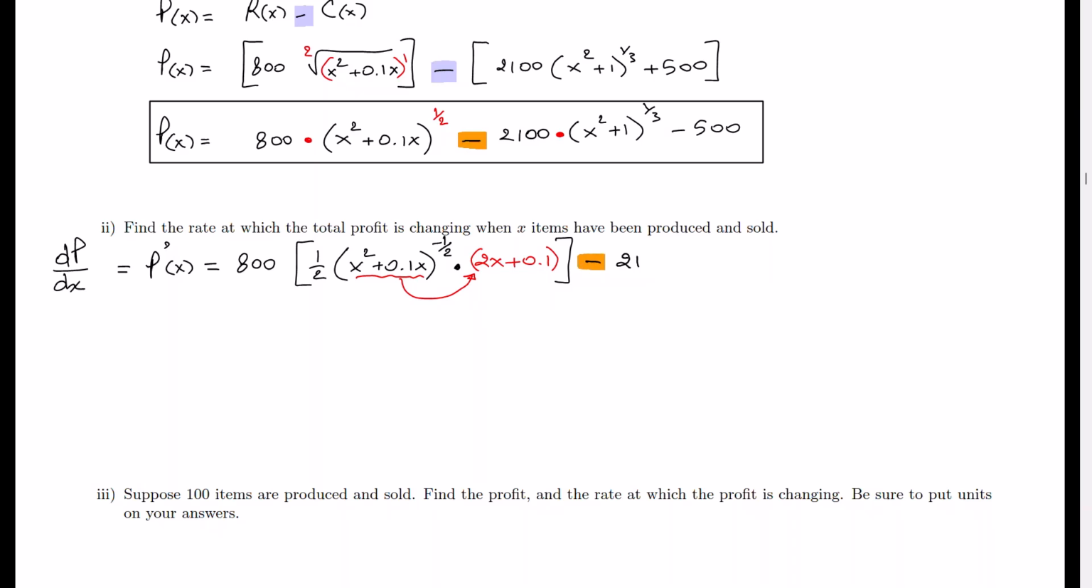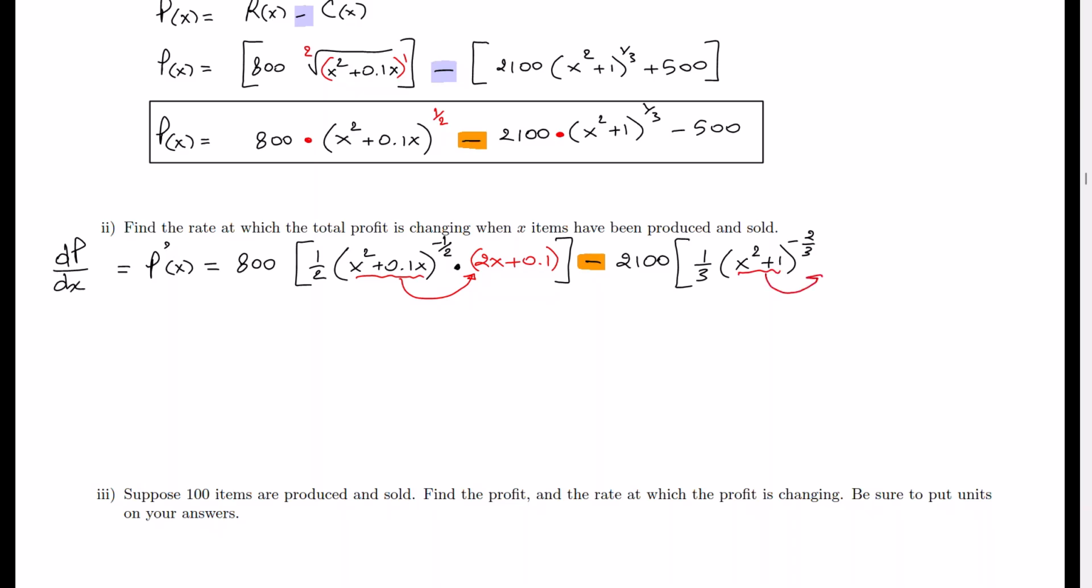And again, the 2100 will just hang out, and we will differentiate x squared plus 1 to the power of 1/3. And so this is again a base raised to an exponent. So we drop the exponent, we write down the base x squared plus 1, and we subtract 1 from the existing power. But 1/3 minus 1 is really just negative 2/3, so I'll write that instead to avoid writing extra lines. And again, my base here is x squared plus 1.